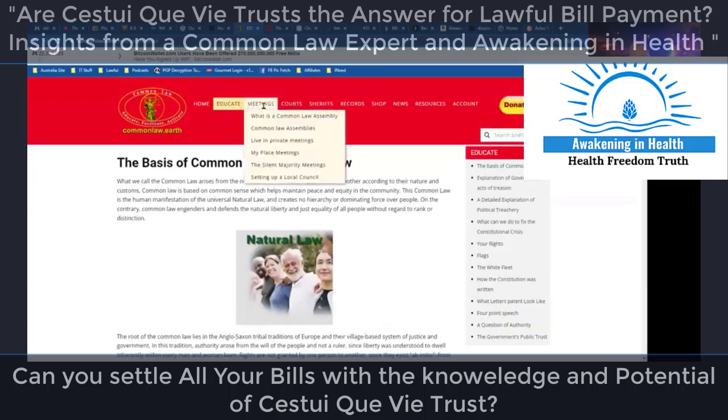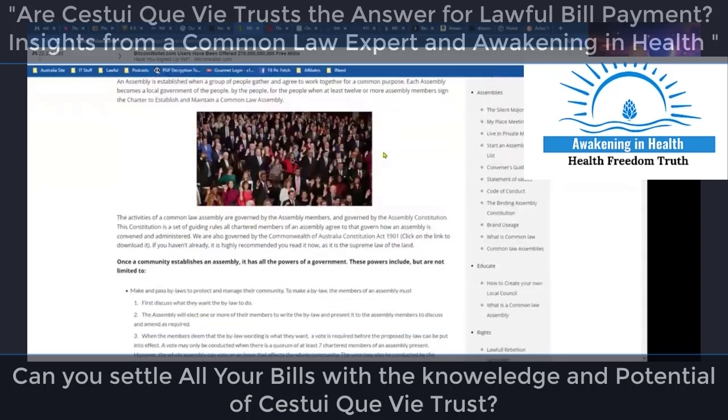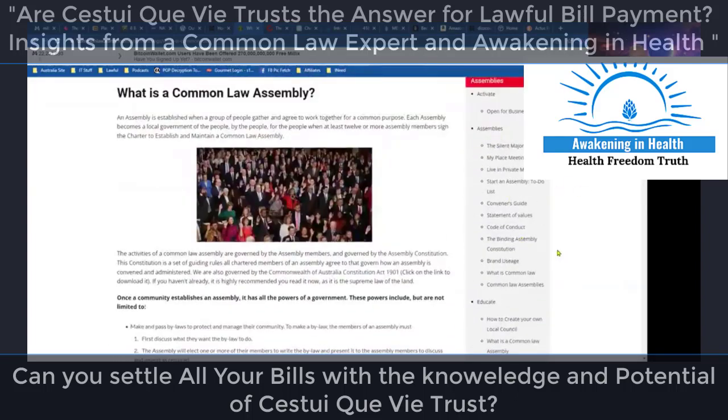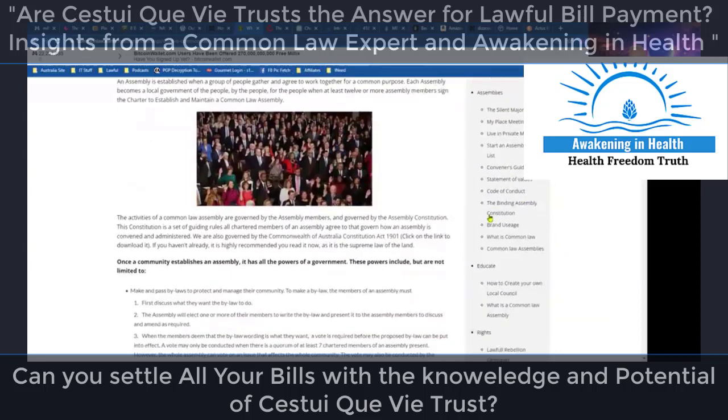Then if you come up here to meetings, this is all about the meeting. What is a common law assembly? And there's more information over here. You'll find the assembly constitution here, the code of conduct, the statement of values, and even a convener's guide. So you might want to have a read of that. Here's how to start an assembly, because once your assembly grows to a certain number, you might want to strive off more assemblies. That's how to do it.